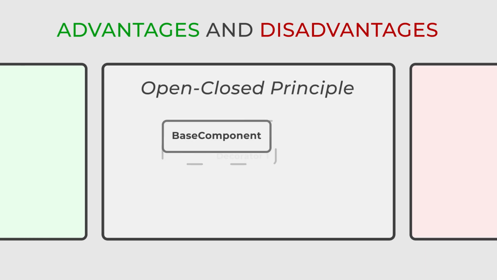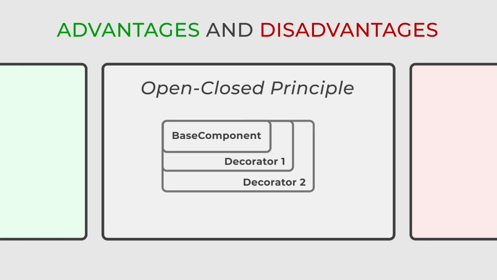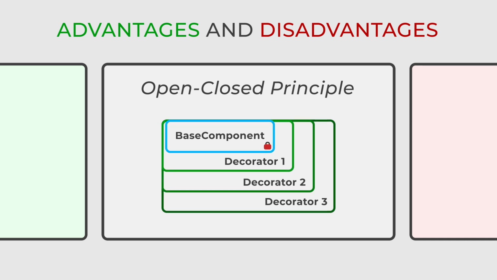In terms of advantages, it adheres to the open-close principle as it allows for extending objects' functionalities without altering their existing code. This ensures the system is open for extension but closed for modification, promoting a robust and flexible design.